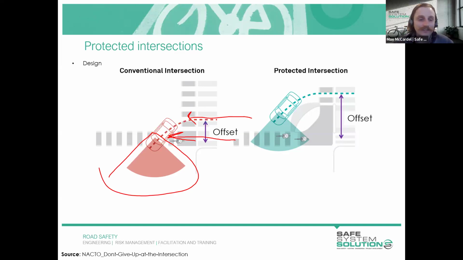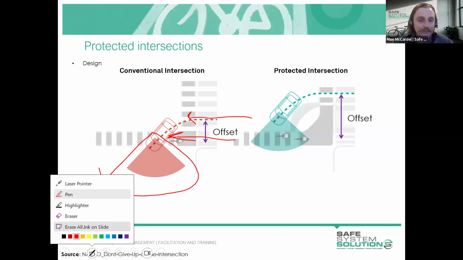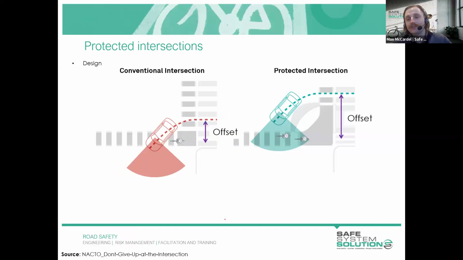And if I clear all of my little scribbles now, you'll see in the conventional intersection, the driver is not focused where the conflict exists. And you can see the bike rider there could be hidden.